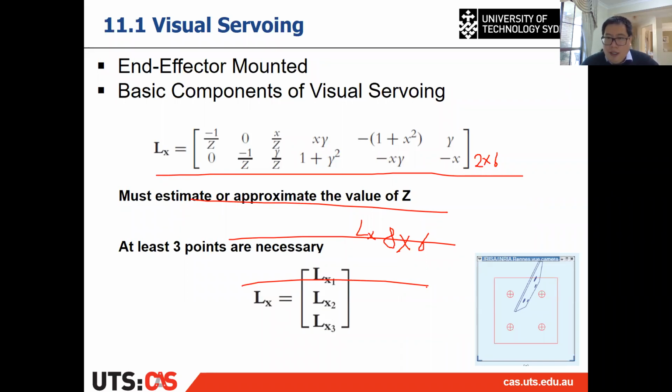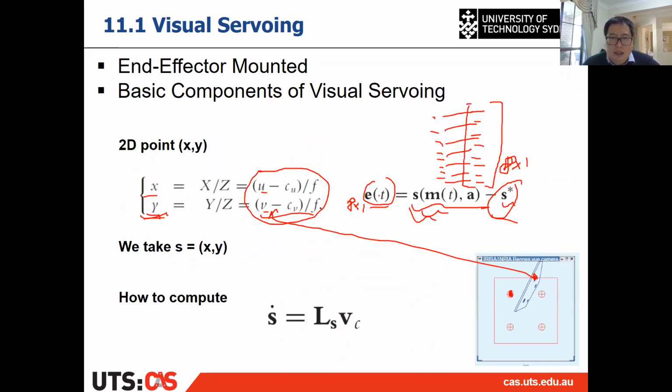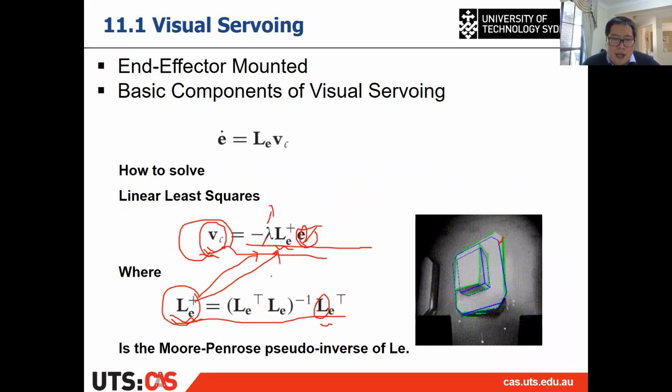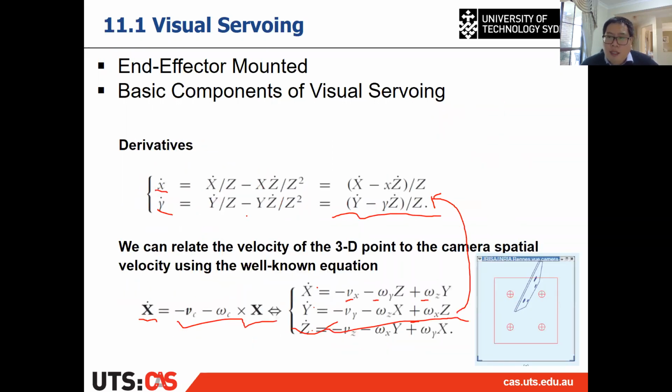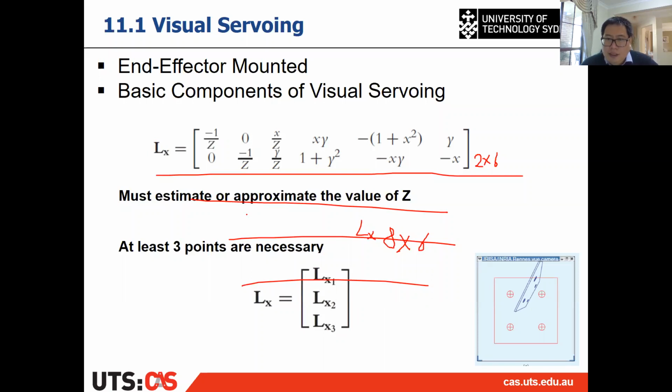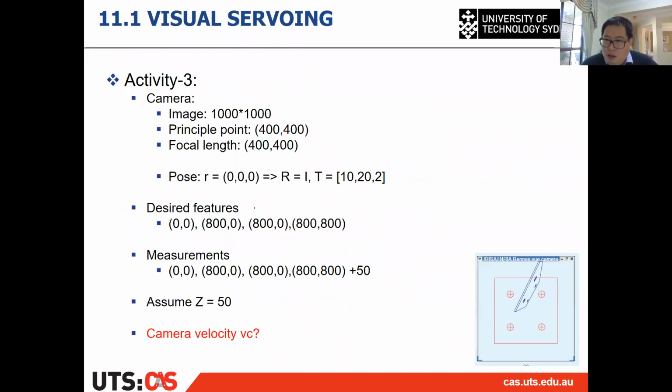All right. And after you have the Lx and E, you put it back to here for the two equations, and you can get the VC. VC is the velocity of the camera. You want the camera to go, and that is the control of your camera. All right, so that is how to solve the visual servoing.